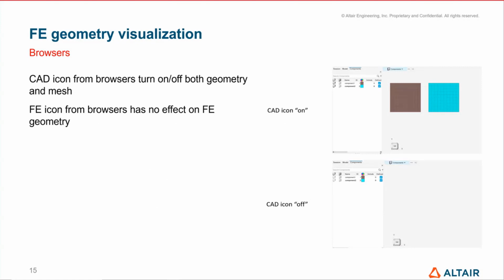When you have an FE geometry surface, as you see on the right hand side, from any of the browsers, the behavior is that only the CAD icons have an effect. Clicking on the CAD icon, we show the surface along with its elements. If you turn off the CAD icon on the FE geometry surface, nothing is visible. The surface is not visible, and neither are the elements. For FE geometry entities today, the FE icon does not have any effect at all. No matter whether you click on the FE icon, there is no effect. So only the CAD icon has an effect.